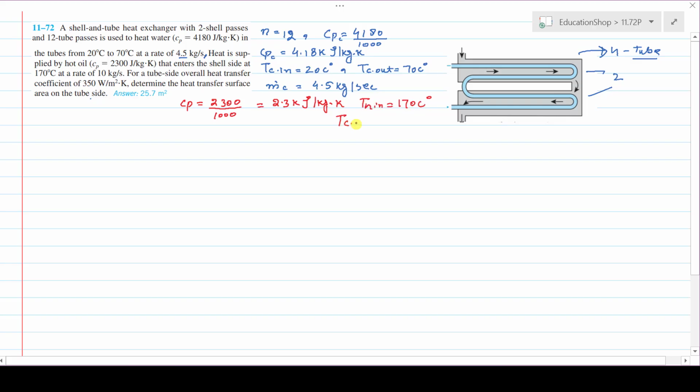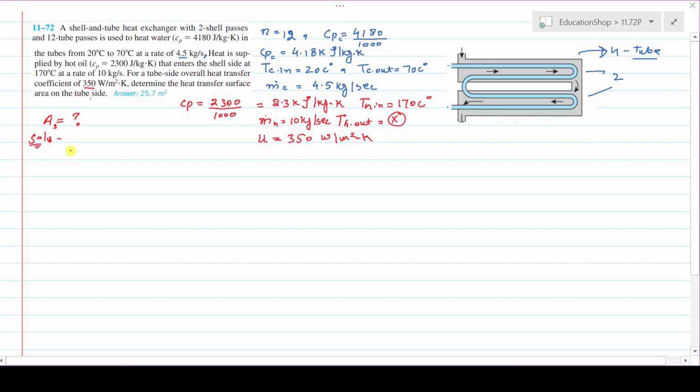The T hot out temperature is not given in the statement. Here you can see it does not exist. The mass flow rate of the hot fluid is 10 kg per second. The overall heat transfer coefficient is 350 watt per meter square Kelvin. Determine the heat transfer surface area on the tube side. You need to find the surface area of the tubes. Now come toward its solution.